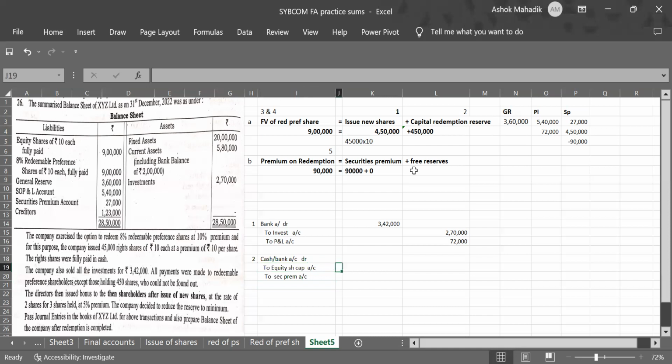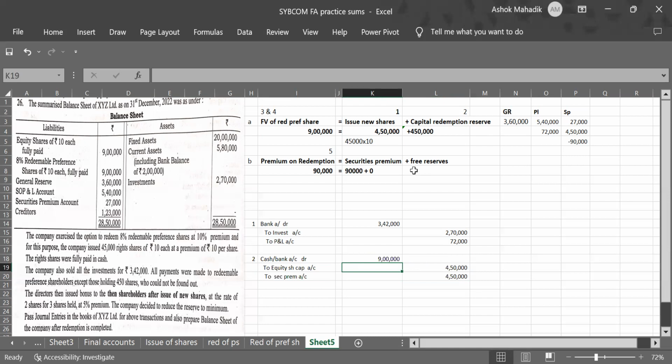So what is the value of equity share capital? 45,000 into 10. Even in the last lecture I told you that against capital always write the value which is arrived at or derived by using face value. So 45,000 into 10, so it is 4,50,000. And what is the premium amount? Again, same 45,000 into 10. So 4,50,000. Clear? So what is the total amount we have collected from the subscribers to the rights shares? 9 lakhs. Clear? I hope you have understood this.